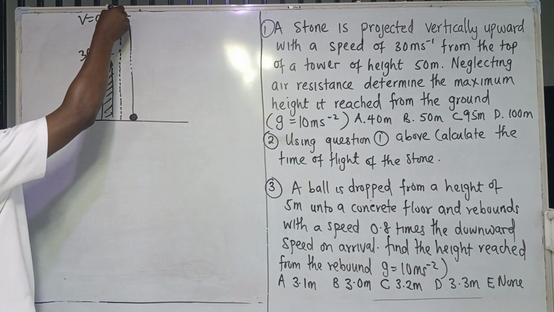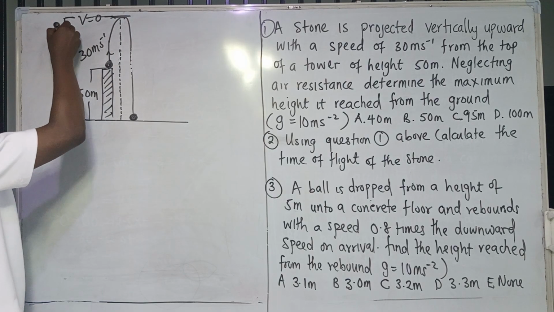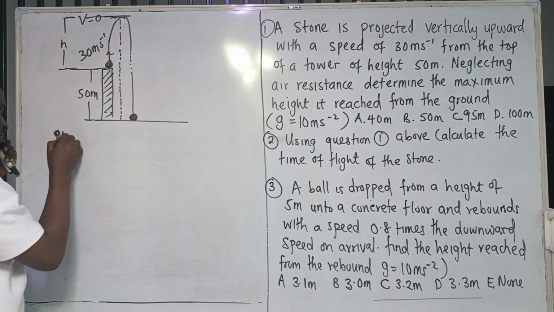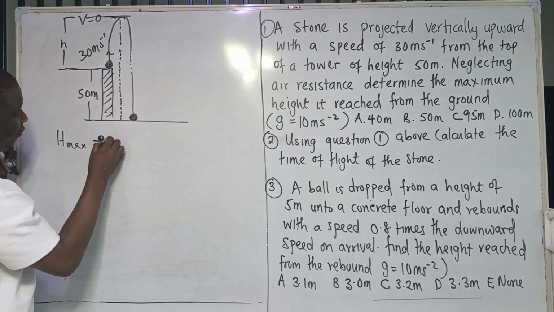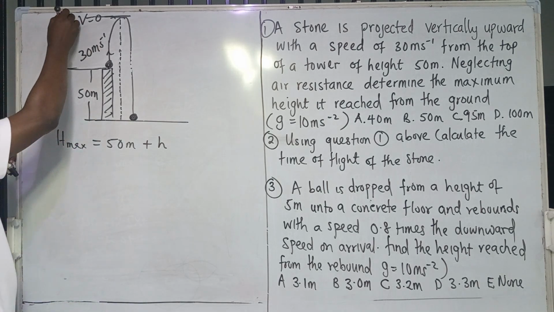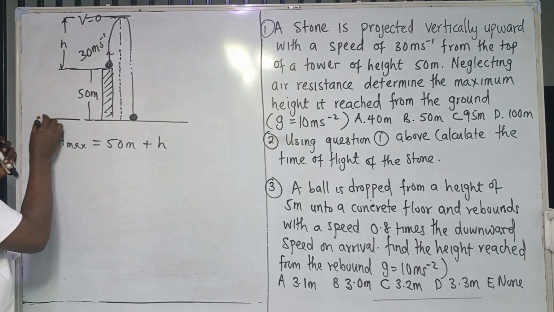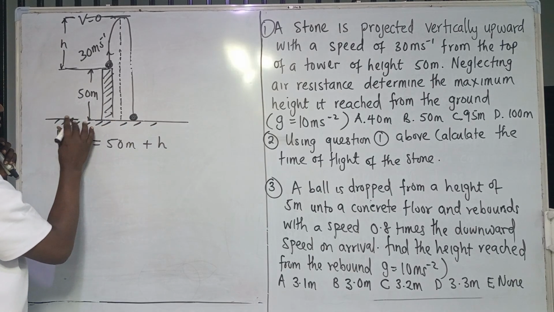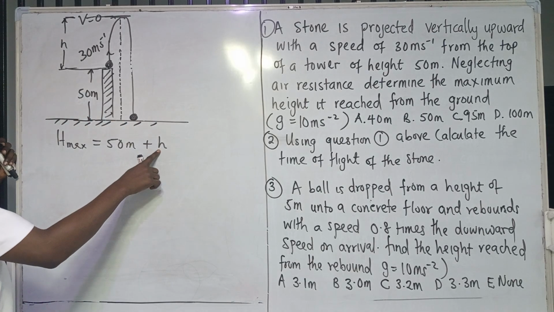Then from here to here, if I can get my height from here to this place, then I can add it. So my maximum height from the ground will now be 50 meters plus h. But that is going to be the height from the ground level. Now, how do we get that? That is the question. We need to get h.